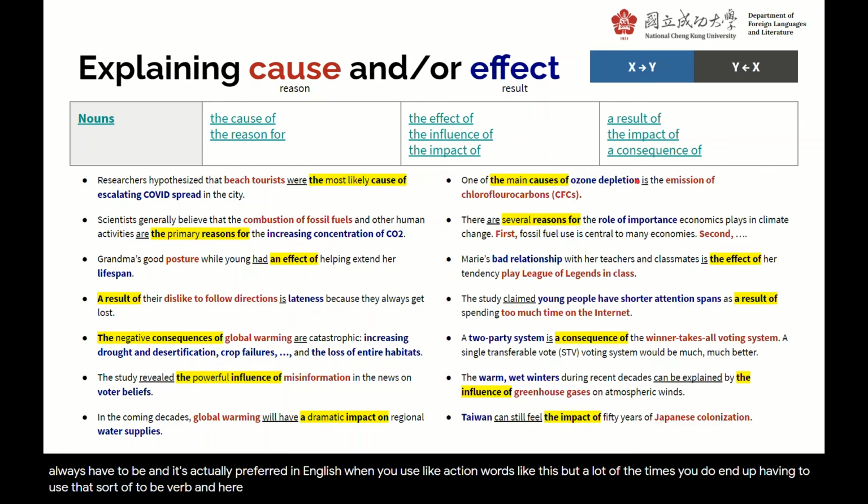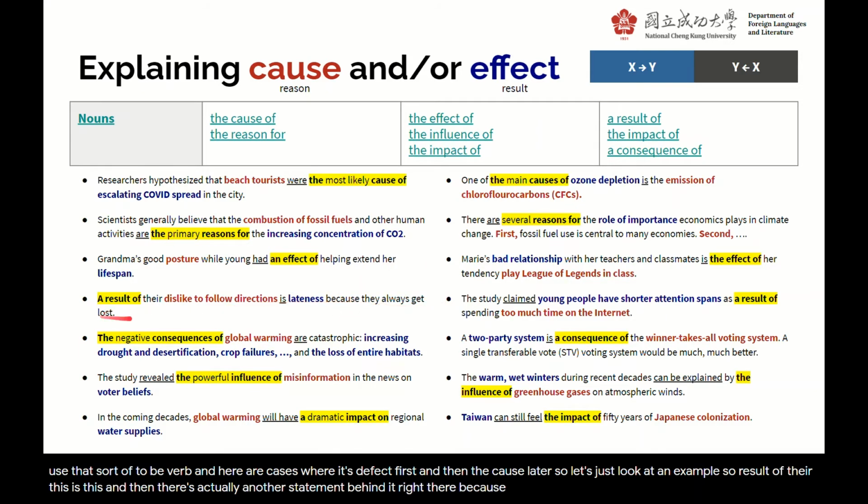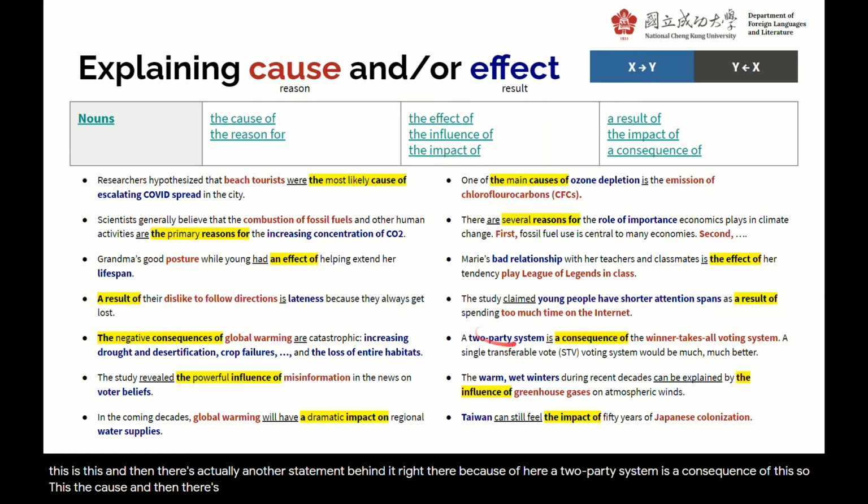And here are cases where it's the effect first and then the cause later. So let's just look at an example. So the result of this is this. And then there's actually another statement behind it right there, because blah, blah, blah. And then here, a two-party system is a consequence of this. So this is the cause, and then there's the effect.